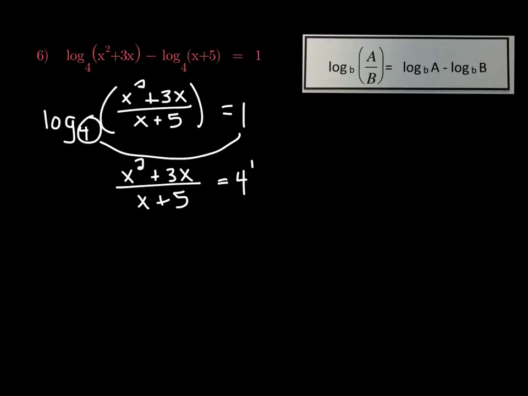Okay, and since we have a fraction on this side of the equation, let's make this side of the equation into a fraction by putting it over 1 and cross-multiplying. So x squared plus 3x times 1 is just x squared plus 3x. And then bring down the equal sign. And then 4 times x plus 5 gives me 4x plus 20. Okay, distribute it to both terms.